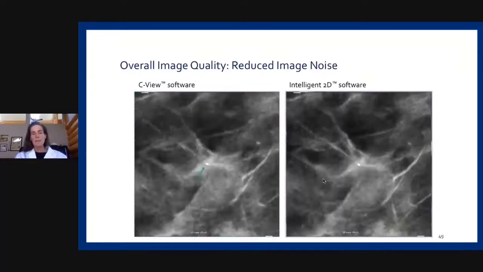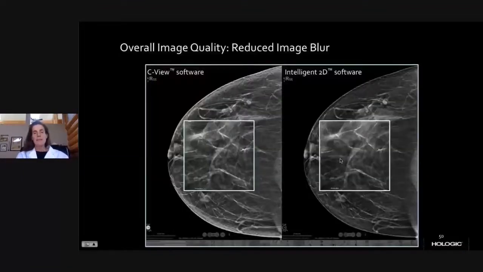And so here is an example, again, showing how sharp things are. And initially there was a question, were there calcifications? You can see calcification here and here. And there was a question as to whether there were additional calcifications. But on the intelligent 2D, we can clearly see there are no calcifications. So image blur, again, just looking at the definition of the breast parenchymal tissue, you can see more sharp and clear.